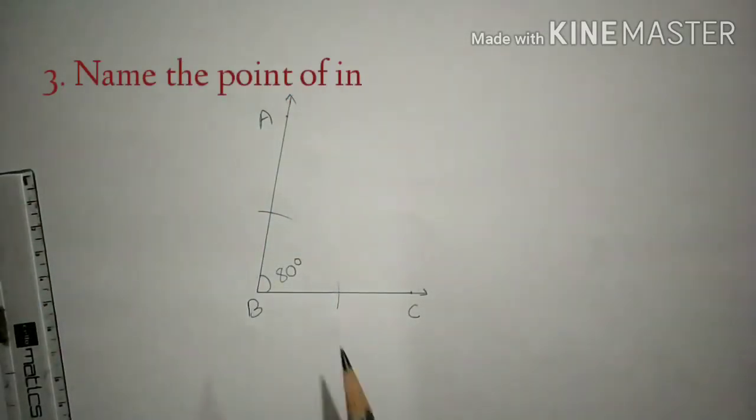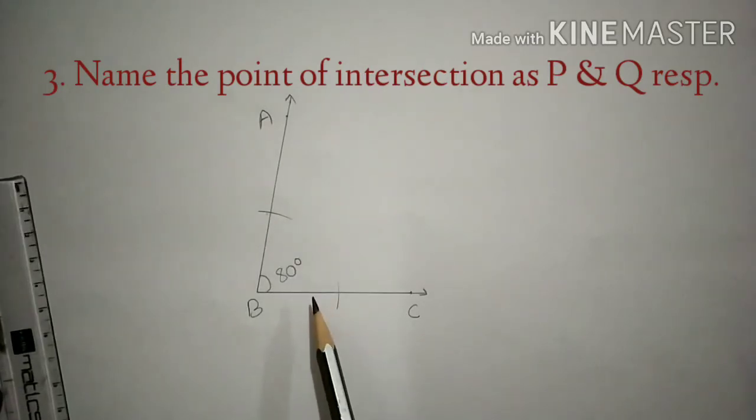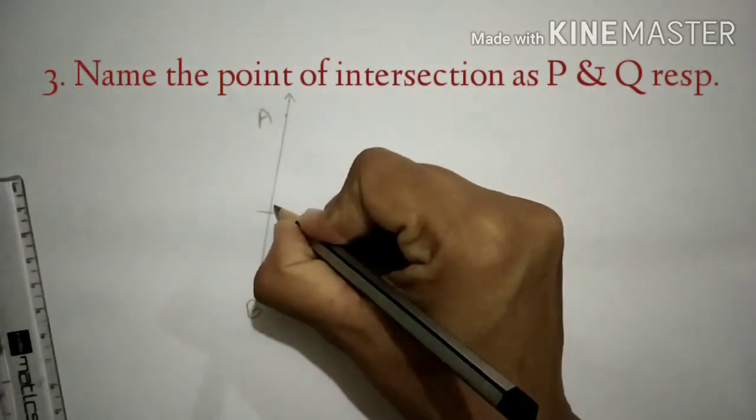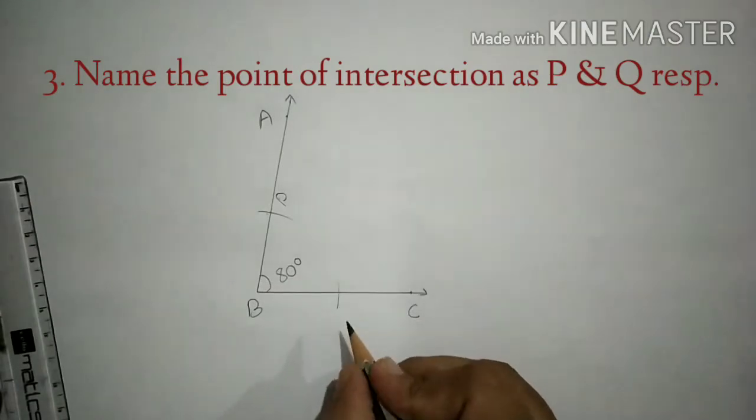Third, name the points of intersection as P and Q. Therefore, this is our point P and this is Q.